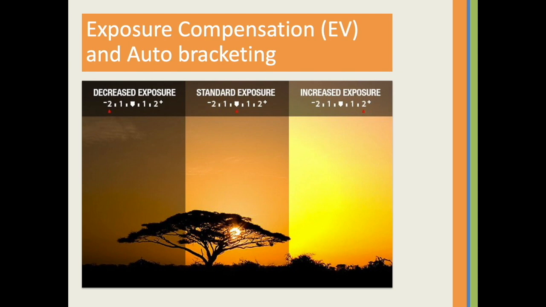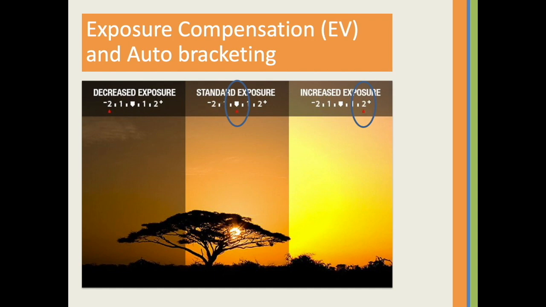But let's say that here I have this beautiful tree with a sunset behind, and in the middle image, this is my standard exposure, a properly exposed tree. But let's say that I want to see more detail in the tree, and I want to overexpose my image a little bit. Well, I will turn the quick control dial on my camera, and I can adjust the exposure by +1 or +2 to have an overexposed image. And I read that basically on the metering scale.